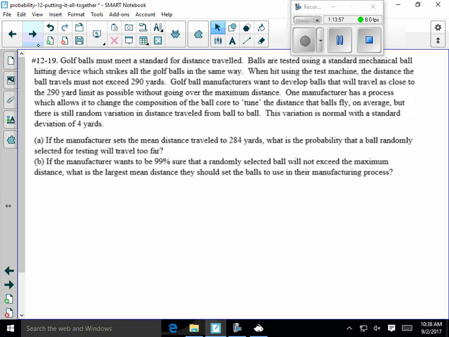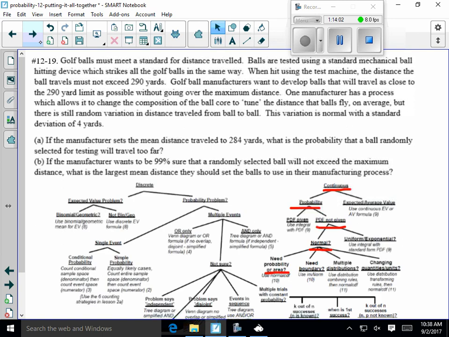All right, so let's give this a try here. As we look at the problem, this is our first case where we have a continuous probability, right? The variable here is the distance the ball flies, and this is not an integer. It's not counts. It could fly, say, 288.73 yards, or 288.73947 yards. So this is the first case we've seen of a continuous problem.